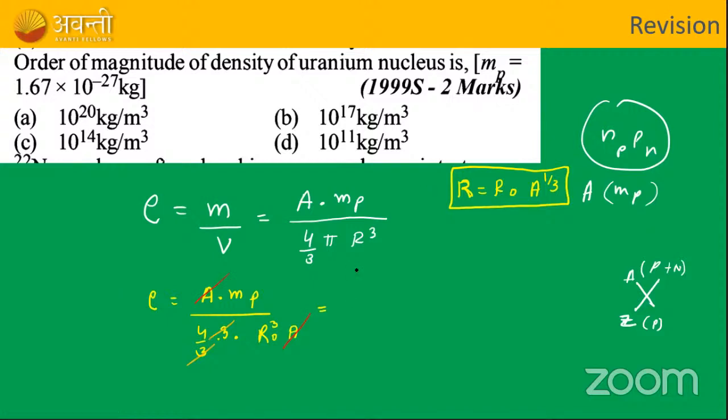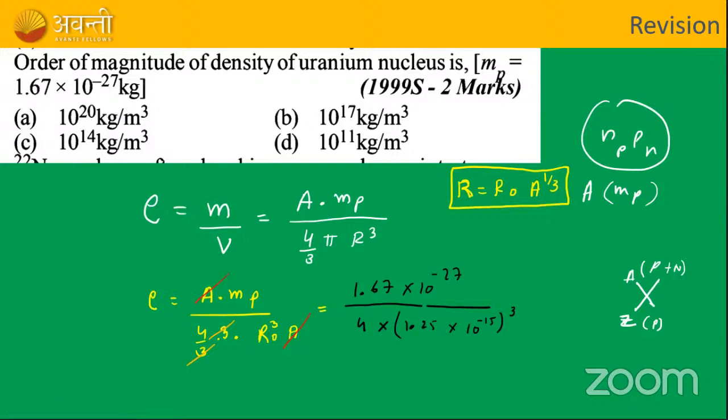So the mass of proton is given in the question itself, which is 1.67 into 10 to the power of minus 27 kg, divided by 4 into r naught, which is 1.25 into 10 to the power of minus 15, and it is cubed. So I'll put cube here. Okay, so how much is 1.25 into 1.25 three times? Let me do that.